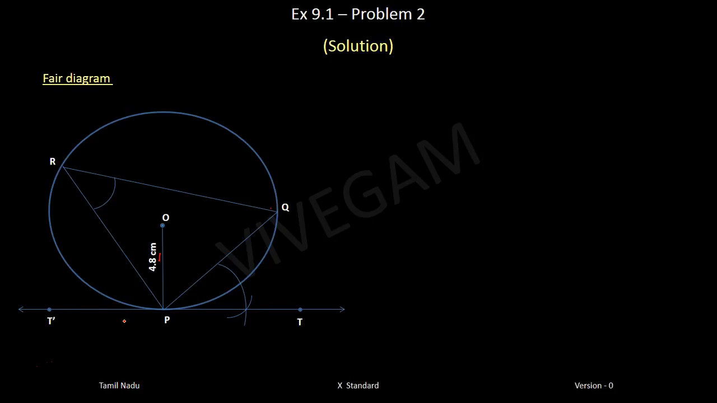So PT is your tangent. Now let me repeat. What is our tangent chord theorem? The angle between the chord QP and the tangent PT is equal to the angle subtended by the chord in the alternate segment, that is QPT equals PRQ.